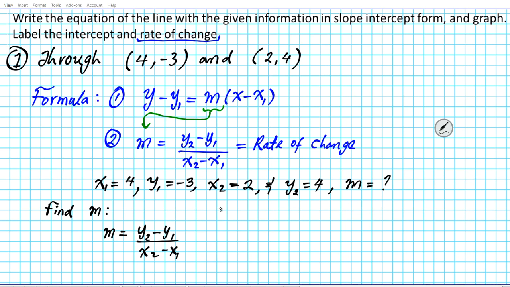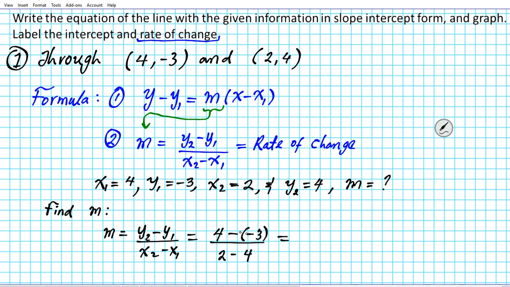Now when we plug in the values of x1, y1 and x2, y2, it yields 4 minus, now if you notice, y1 is negative, so please use a parenthesis here to avoid making sign errors. Anytime you're substituting a negative number into an expression or a formula or equation, you want to use parentheses. For the x's, x2 is 2 minus x1, which is 4.